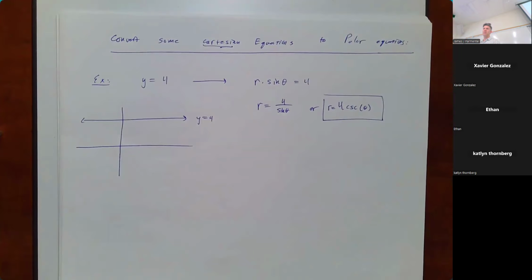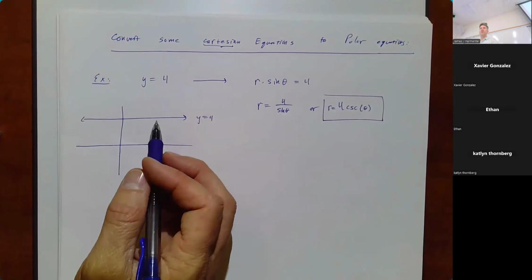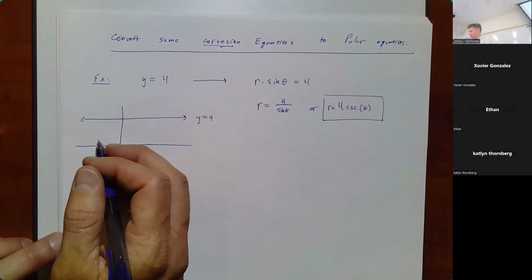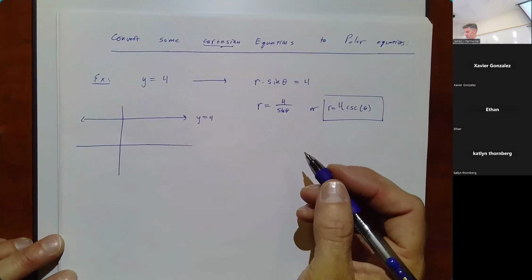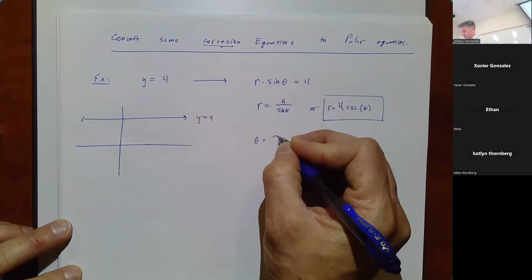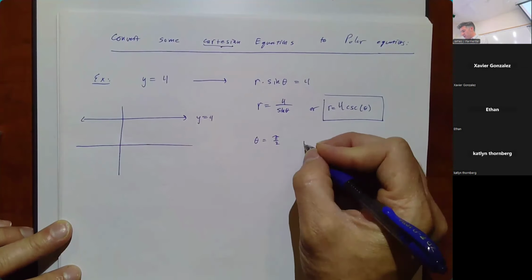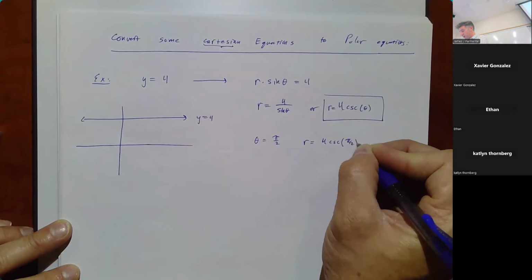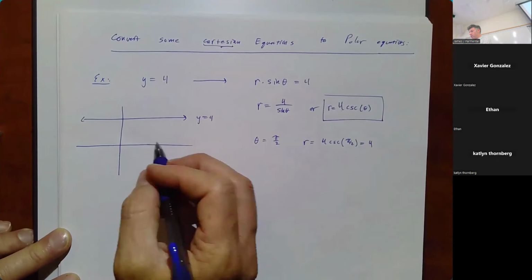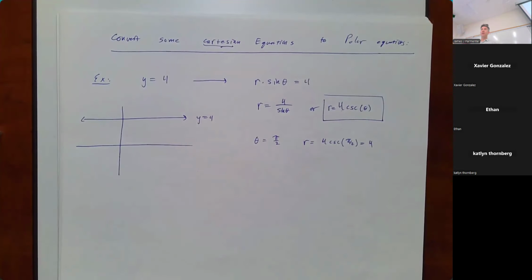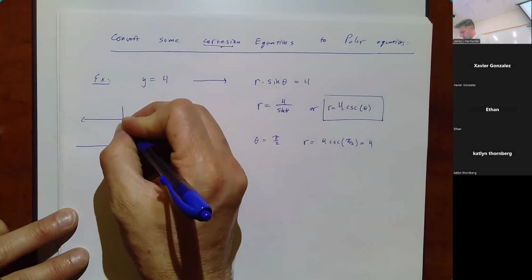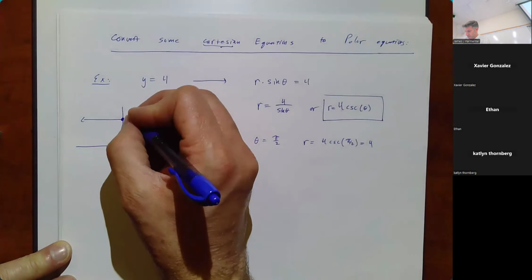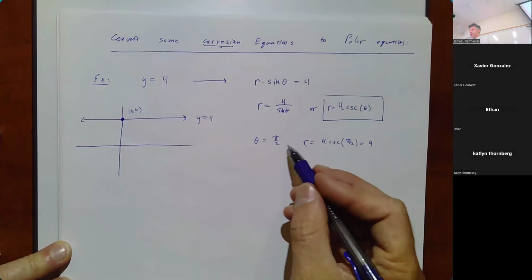Which is kind of neat. So this straight line is really r equal to 4 cosecant of theta. So let's actually think about this for a second, just kind of see how this works. If theta equals pi over 2, then r is going to equal 4 times cosecant of pi over 2, and cosecant of pi over 2 is 1. So great, when the angle is pointing straight up, you get a radius of 4, which is right there. The point (0, 4) in Cartesian coordinates. R is 4, theta is pi over 2.